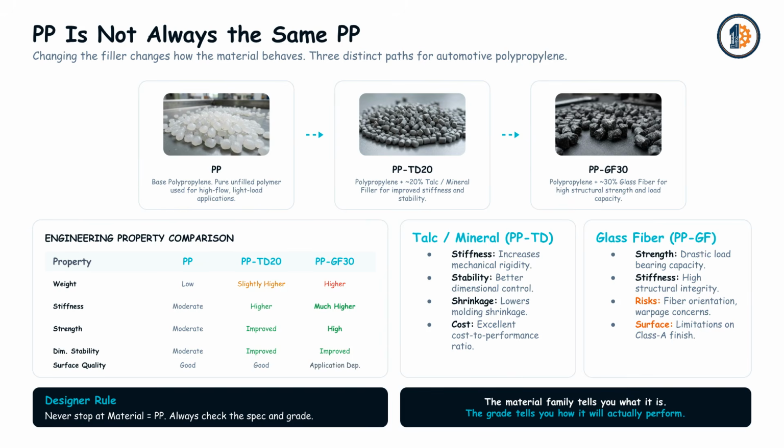Why do this? Because fillers and reinforcement can change stiffness, strength, dimensional behavior, shrinkage, and many other properties. This is why an automotive designer should always check the complete material specification. The material family tells us what it is. The exact grade tells us much more about how it will behave.